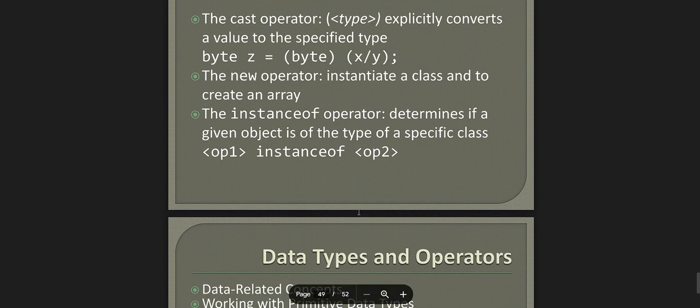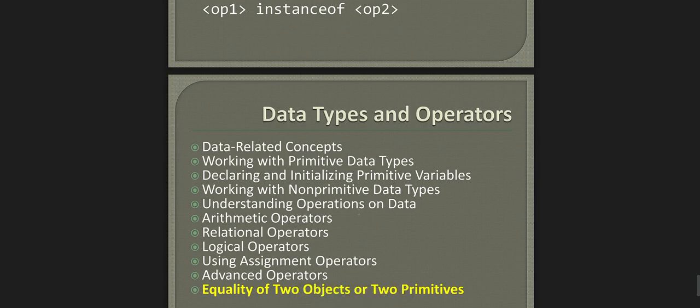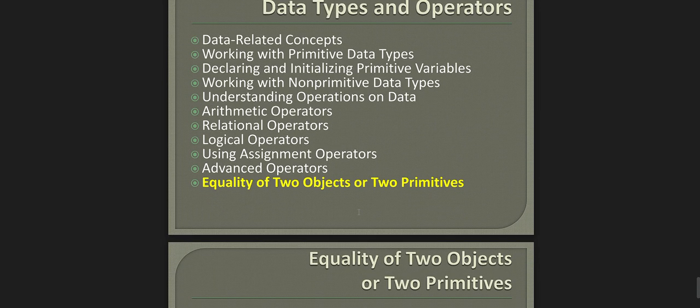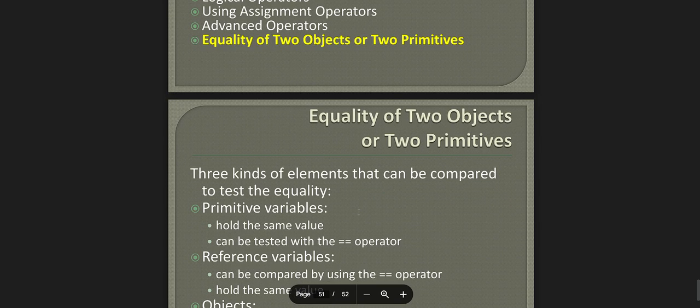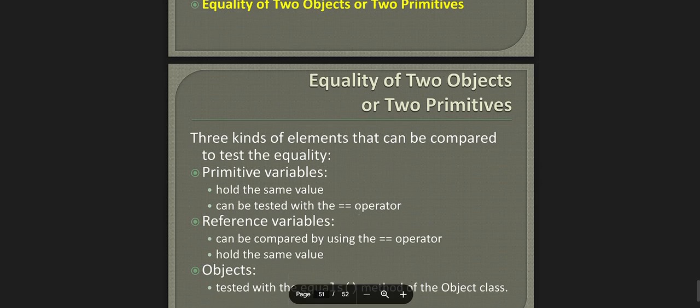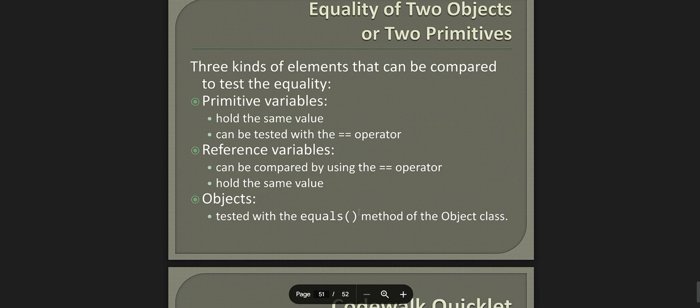Operand one instanceof operand 2. Data types and operator data related concepts: working with the primitive data types, declaring and initializing the primitive variables, working with the non-primitive data types, understanding the operation on the data, arithmetic operator, relational operator, logical operator, using the assignment operator, advanced operator, equality of the two objects or the primitives. Three kinds of elements can be compared to test equality: primitive variables with the same value can be tested with the == operator; reference variables can be compared by using the == operator to check they hold the same value; objects are tested with the equals method of the Object class.